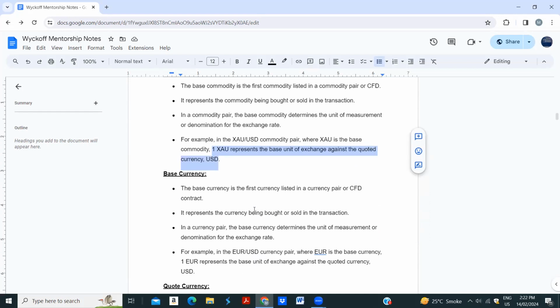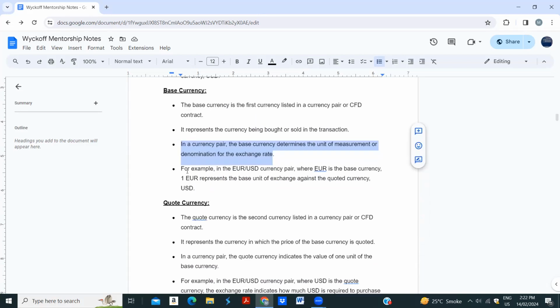which is gold, and one XAU represents the base unit of exchange rate against the quoted currency, US dollar. Now the base currency is the first currency listed in a currency pair or CFD contract. It represents the currency being bought or sold in the transaction. In a currency pair, the base currency determines the units of measurement or denomination for the exchange rate. For example, in the euro US dollar currency pair, where EUR is the base currency, one EUR represents the base unit of exchange against the quoted currency, US dollar.